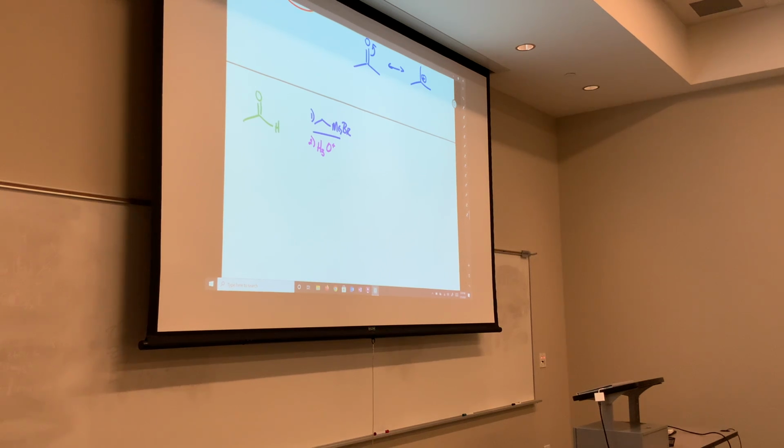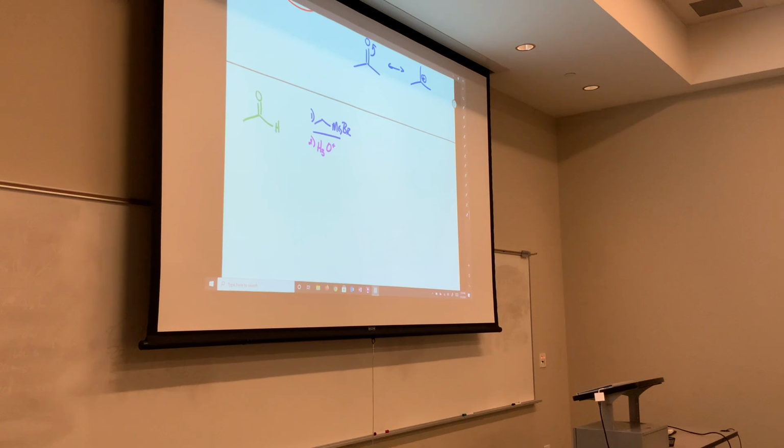I'm not trying to trick you guys. I like the idea. There's an interesting thought behind that, but not in this case. An interesting thought again, but not what's going to happen in this case. I didn't mean for this to be that tricky. I'm sorry. This is just an aldehyde.